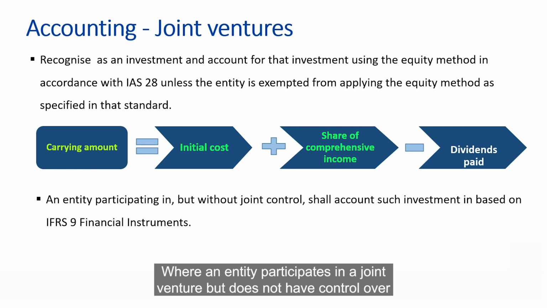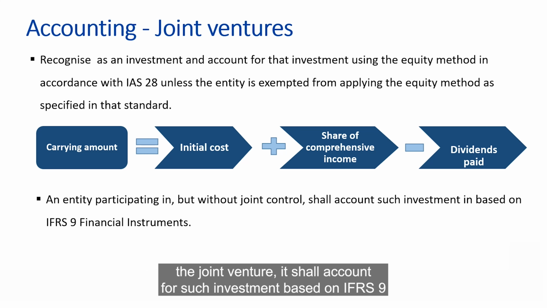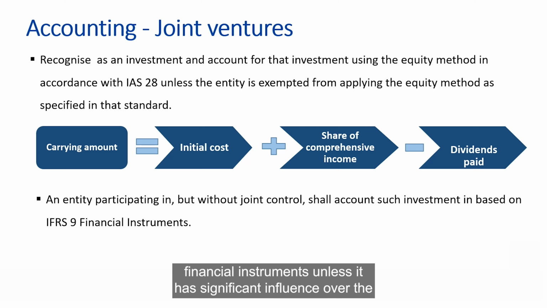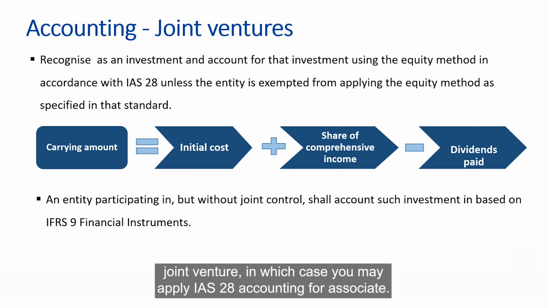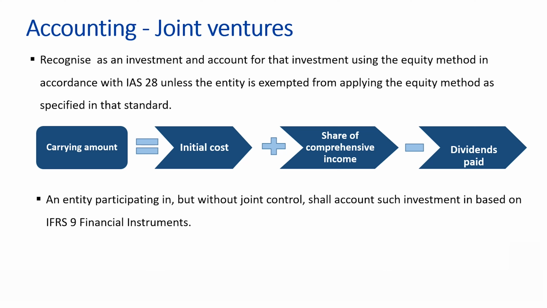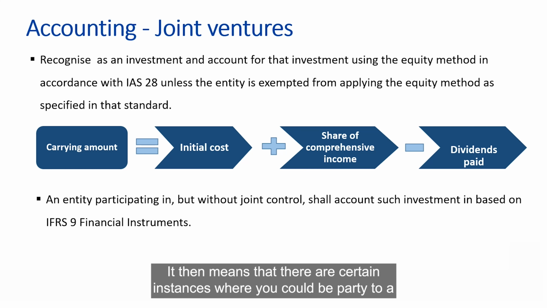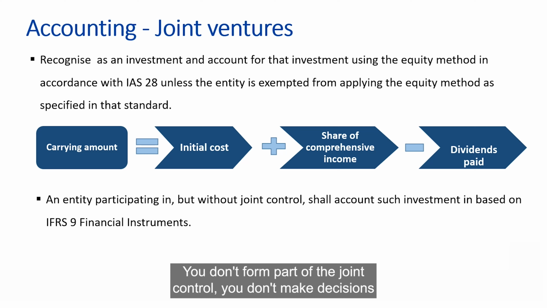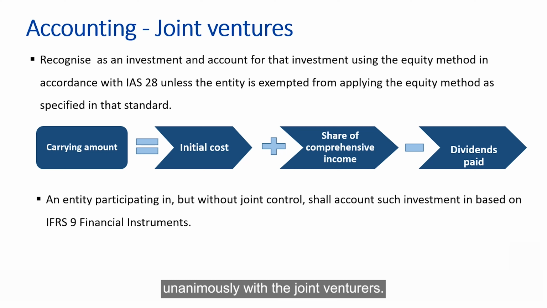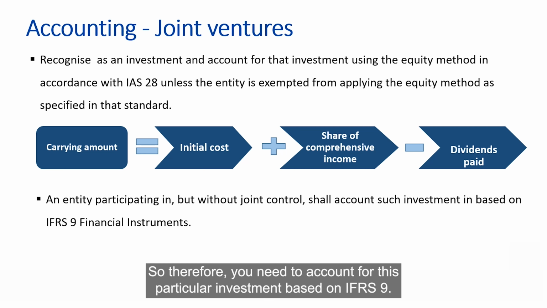Where an entity participates in a joint venture but does not have control over the joint venture, it shall account for such investment based on IFRS 9 Financial Instruments, unless it has significant influence over the joint venture, in which case you may apply IAS 28, accounting for associates. Now, what do we mean here? It then means that there are certain instances where you could be party to a joint venture, but you don't have control. You don't form part of the joint control. You don't make decisions unanimously with the joint venturers. So therefore, you need to account for this particular investment based on IFRS 9.